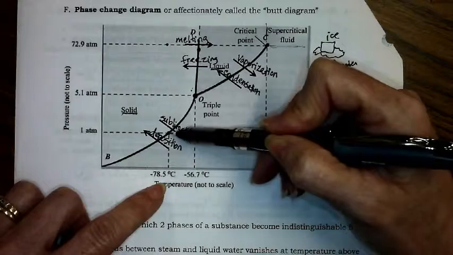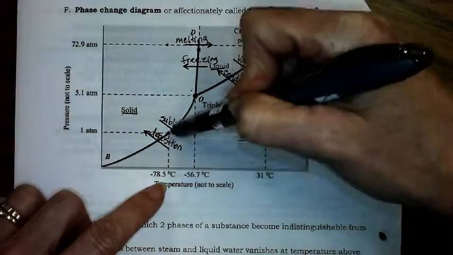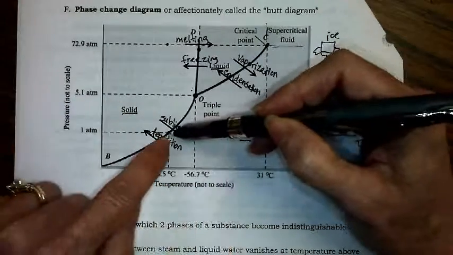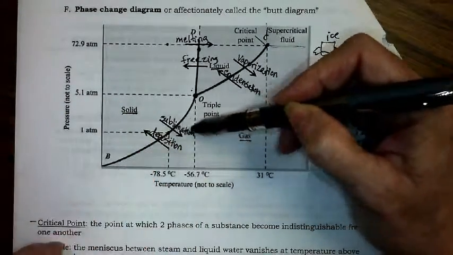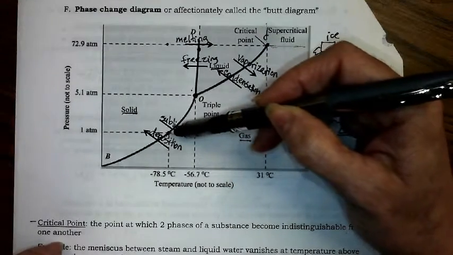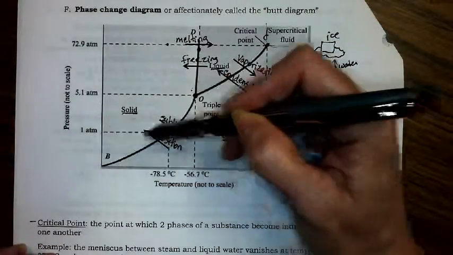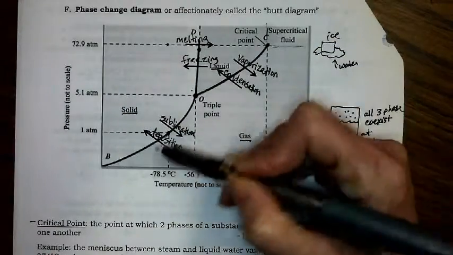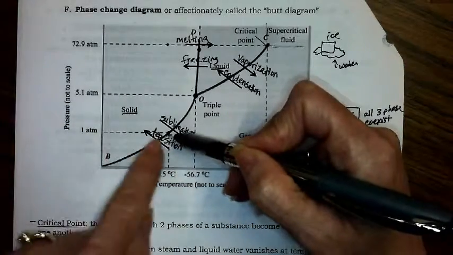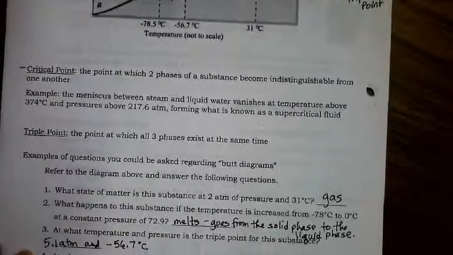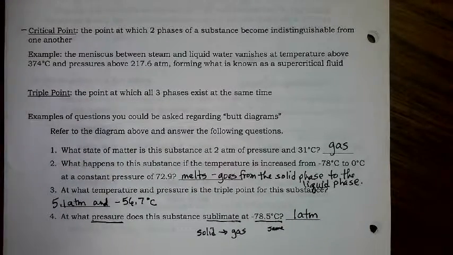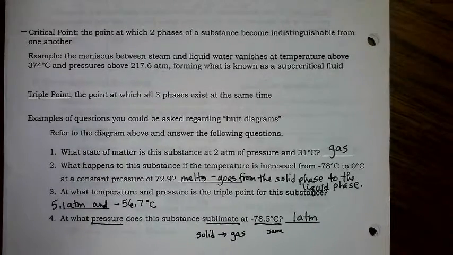So we go up, and on the line is where you have the phase change. So you go from solid straight to gas. Right on that line, you have sublimation. So where it intersects is at a pressure of 1 atmosphere. So it goes straight from solid to gas at this temperature at a pressure of 1 atmosphere. So I'm going to write this down at the bottom. 1 atmosphere of pressure is when it goes straight from solid to gas at minus 78.5 degrees Celsius.